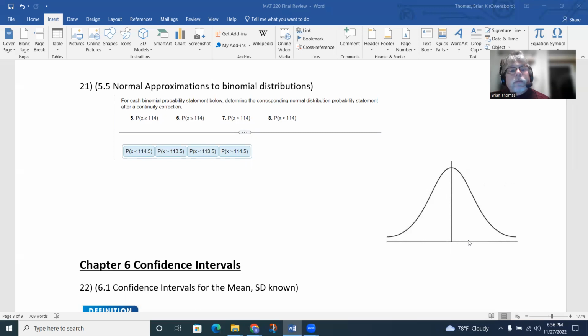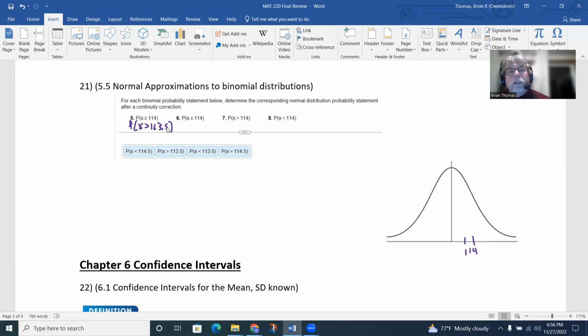So if we put 114 on the table out here, we have to include the 114. To include the 114, we have to be left of that. So we have to be at like 113.5. So the probability that goes with greater than or equal to 114 would be the probability of x being greater than 113.5.